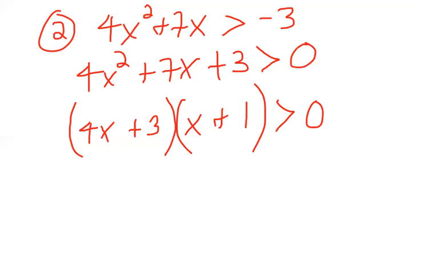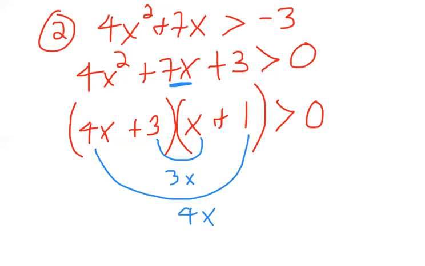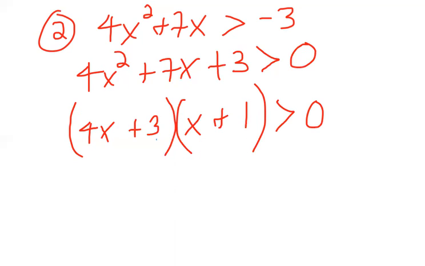Now, I like to do a quick check, guys. Let me do a quick check. 3 times x, that's 3x. 4x times 1 is 4x. When we add them together, does it give us the middle term? Of course it does. So that means that the factoring works. And so we got our factors. Next, we're going to take each factor, set it equal to 0, and solve.